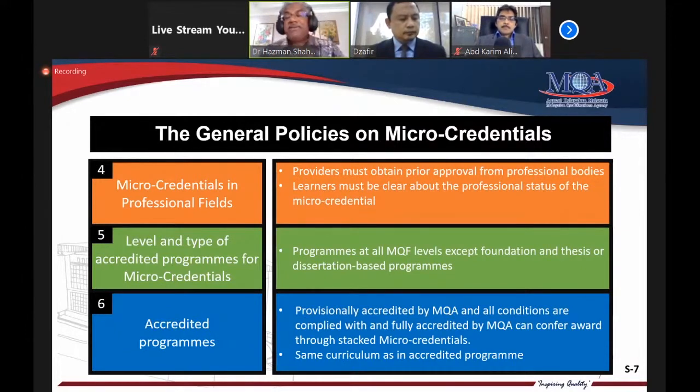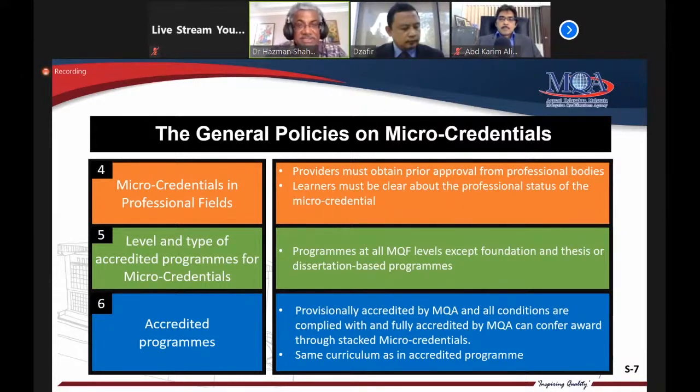If you are looking at types of micro-credentials, the different fields, if it is a professional program, the professional field, by professional field, I mean there is a body that is legally authorized to regulate the education and training of people who will eventually be qualified to be a practitioner providing services in that field, then you have to consult the professional body.